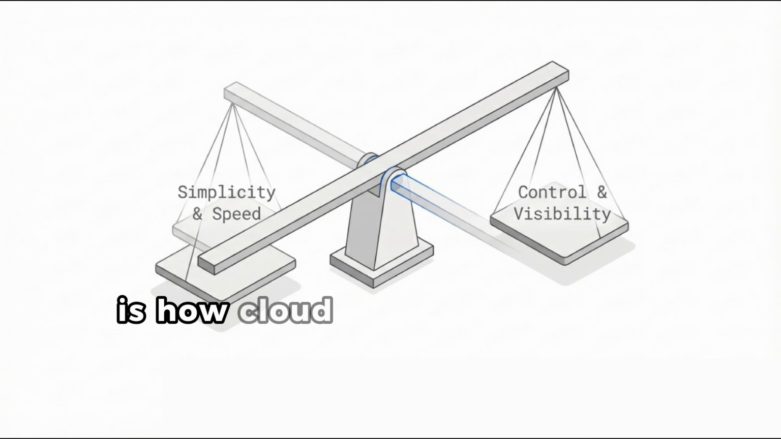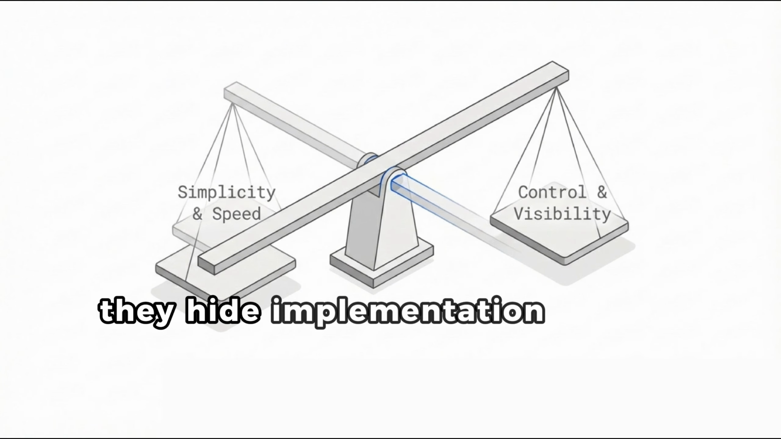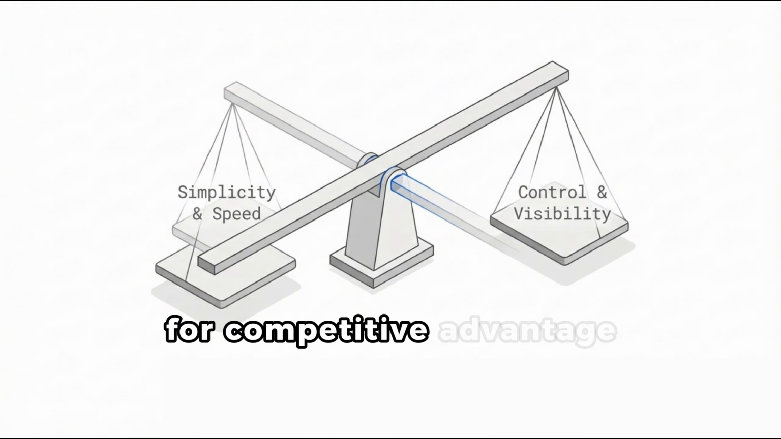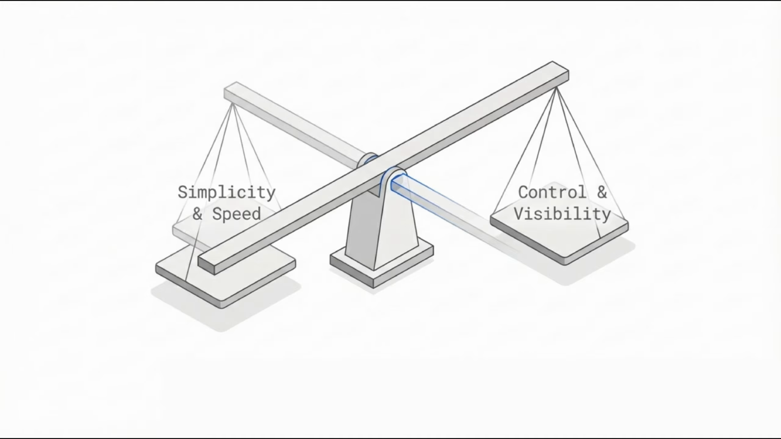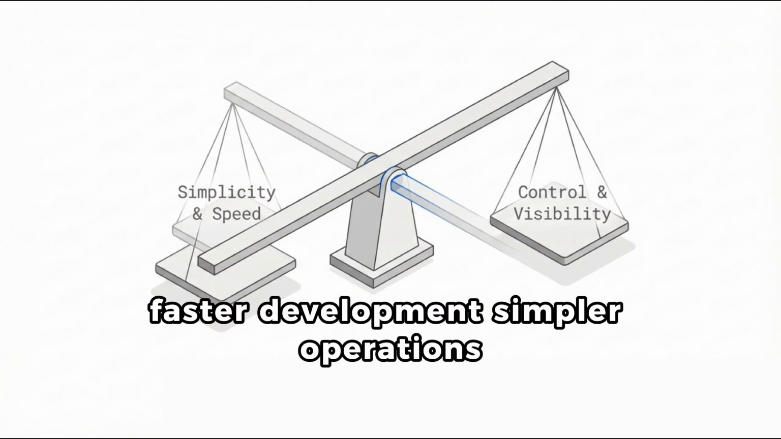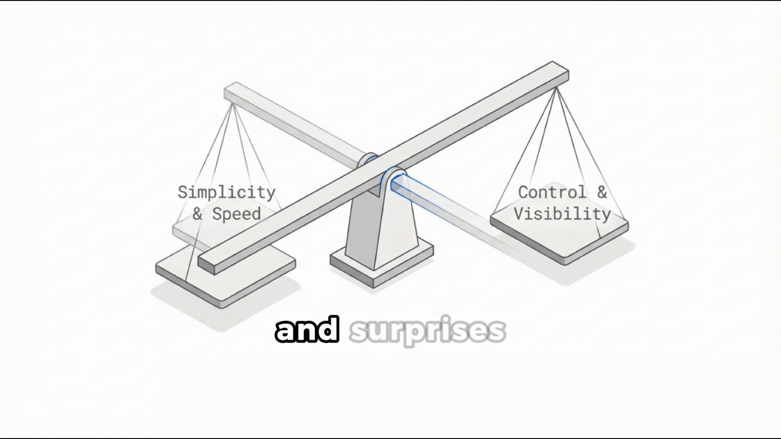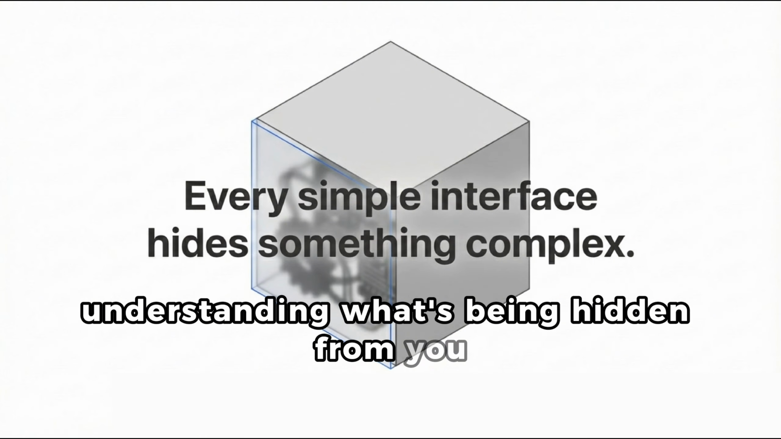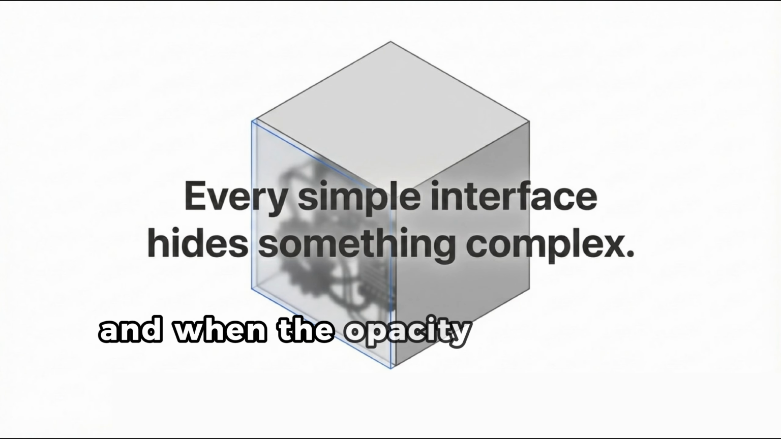Abstraction hiding is how cloud providers simplify complex infrastructure into consumable services. They hide implementation details deliberately, for security, for operational flexibility, for competitive advantage, and to protect you from overwhelming complexity. The hiding brings real benefits: faster development, simpler operations, cognitive load reduction. But it also creates problems: limited visibility, troubleshooting blind spots, trust requirements, and surprises when hidden reality doesn't match abstracted interface. Understanding what's being hidden from you is essential for making informed decisions about when cloud services meet your needs and when the opacity is too much.